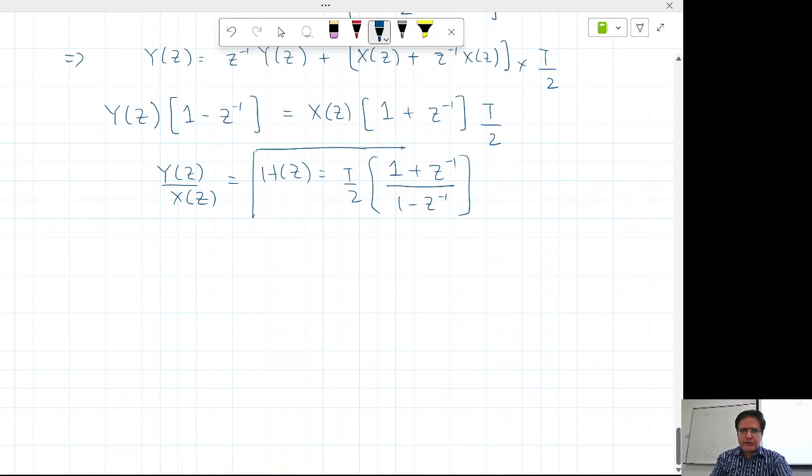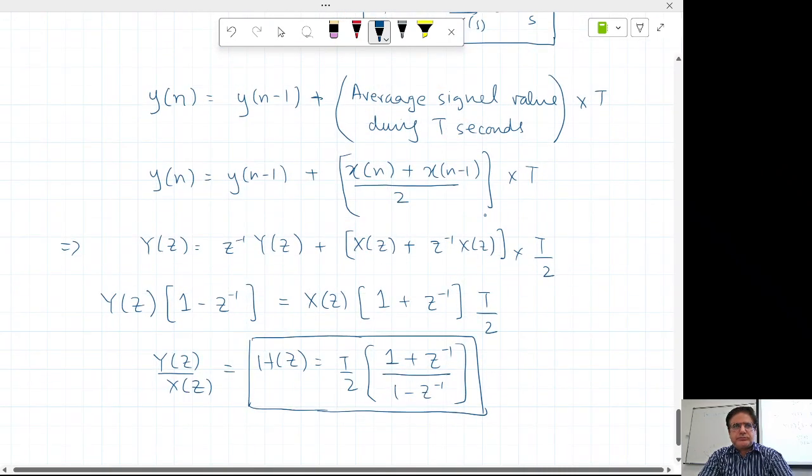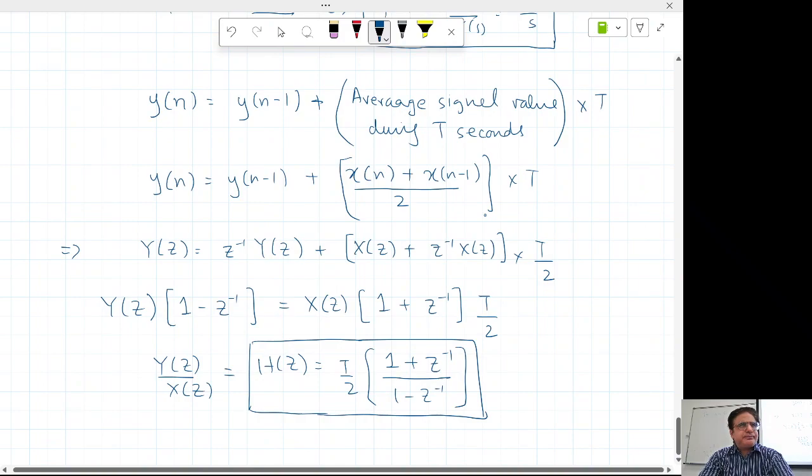So this is the transfer function representing my discrete time integration. Clear? So far so good?